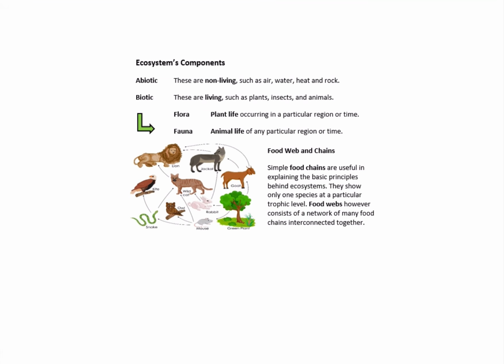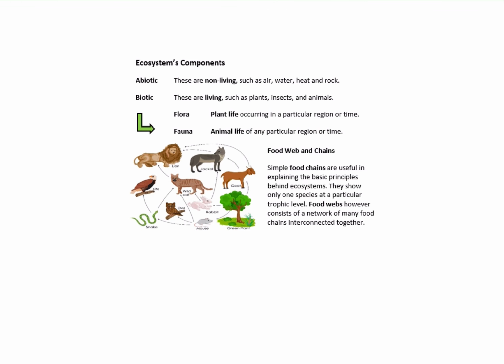So if we go right back to basics and we think about the components of an ecosystem, you have 2 main components, your abiotic and your biotic. Abiotic is obviously non-living, biotic are living. You've got flora and fauna, so flora would be plants, fauna is animals, and these all interact with each other. So food webs and food chains show this off really nicely. The diagram you can see on the screen is obviously of a food web.